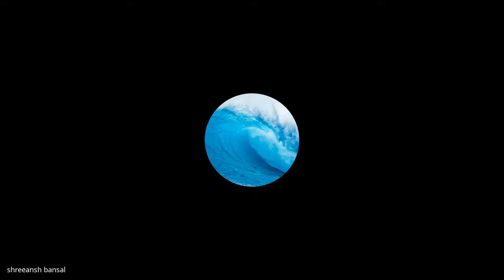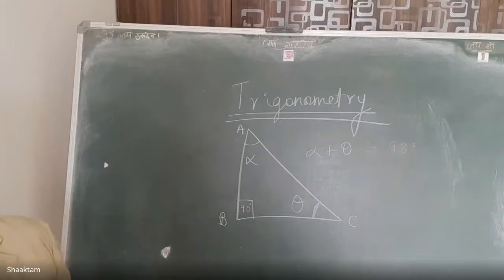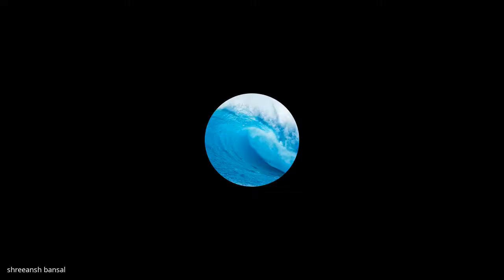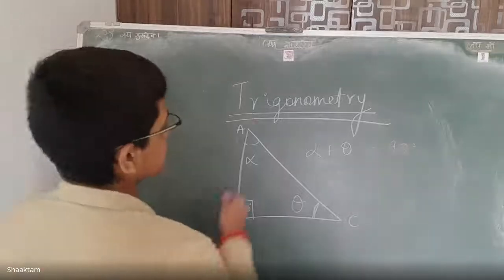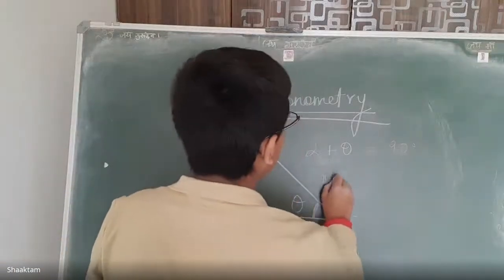Name. Pardon me, can you repeat? Dash is the longest side of the right angle triangle. The hypotenuse? Exactly. Hypotenuse. This is called the hypotenuse.